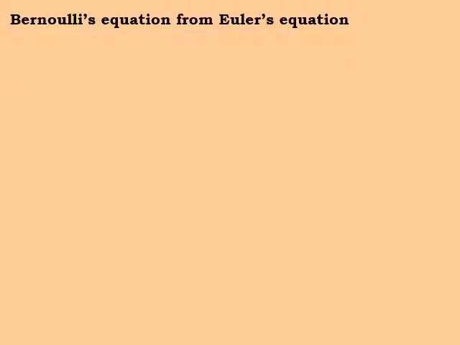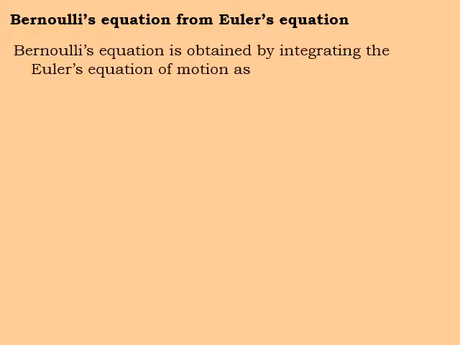Now after deriving Euler's equation of motion, one more equation is derived, called Bernoulli's equation. This Bernoulli's equation is derived from, or is a continuation of, Euler's equation. The Bernoulli's equation is obtained by integrating Euler's equation of motion. So here Euler's equation is dp by rho plus g dz plus v dv is equal to constant.